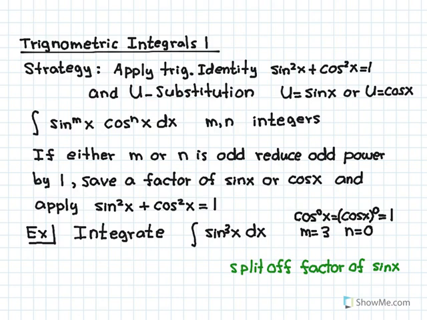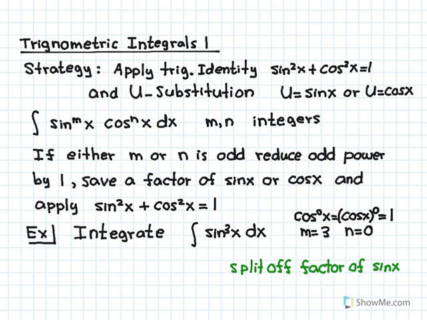Here we have the integral of sine x to the power of m multiplied by cos x to the power of n, integrated with respect to x. m and n are integers. If either m or n is odd, reduce the odd power by 1, save a factor of sine x or cos x, and apply the trig identity sine squared x plus cos squared x is equal to 1.